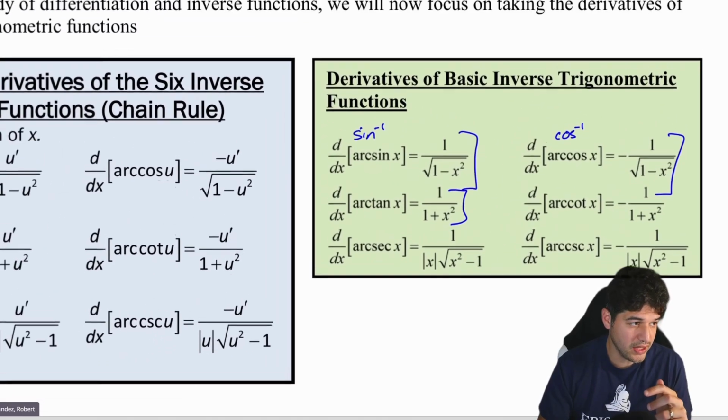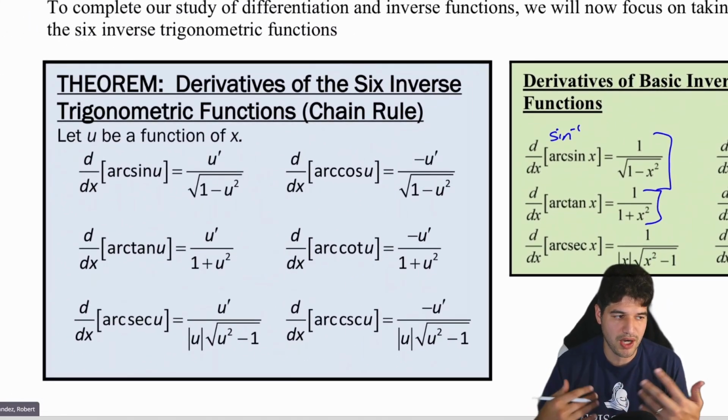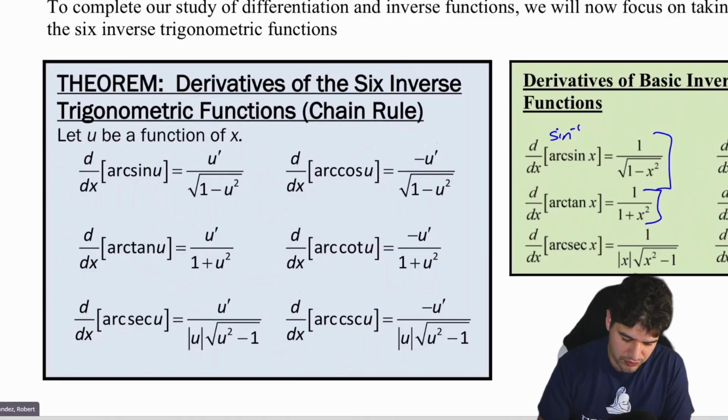And then over here, what does it look like with the chain rule? It's just u prime, u prime, u prime up in our numerators. And so with some memorization of this and labeling these very, very well, you will be able to find these inverse trig derivatives a little bit quicker. All right, so let's go ahead and get started.